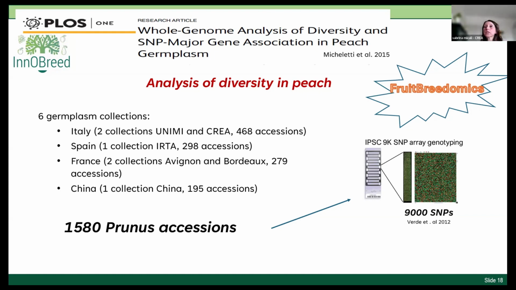And we genotyped all of them with the peach SNP array of nominal 9,000 SNPs.